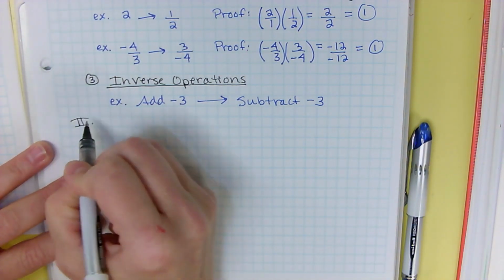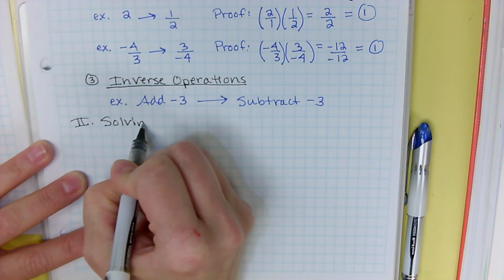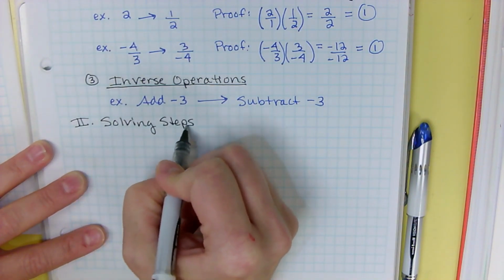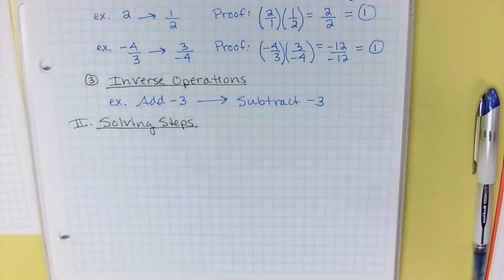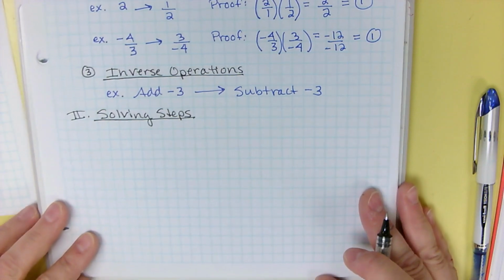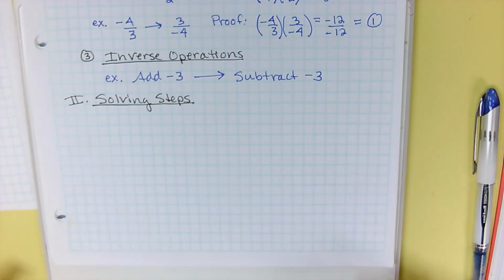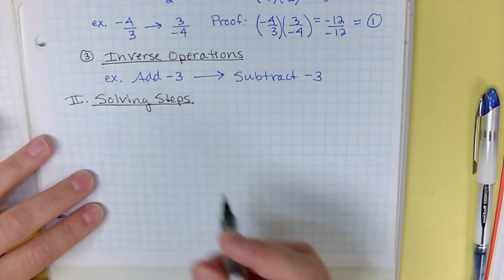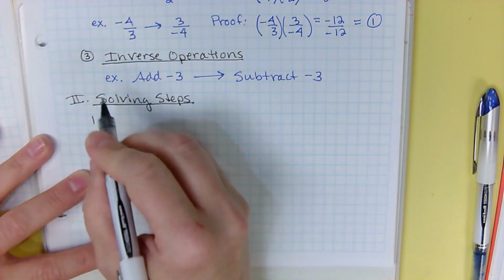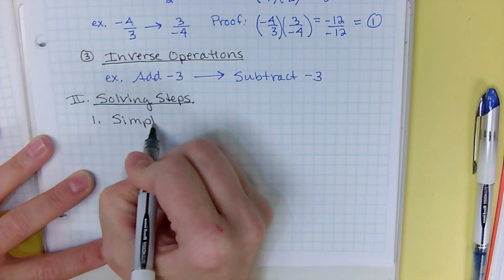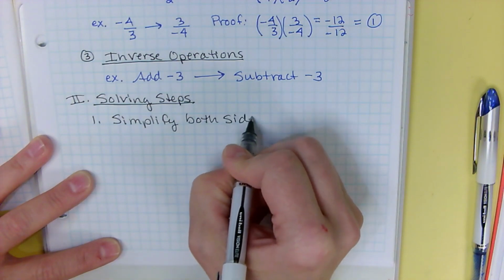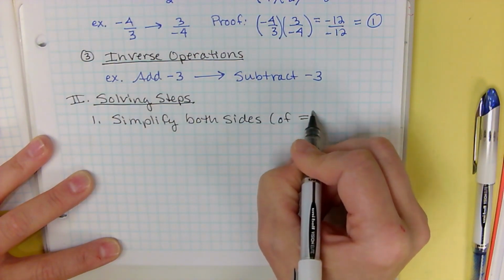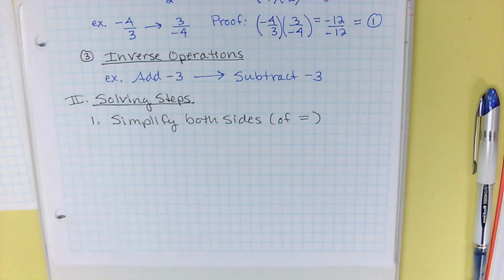So Roman numeral 2, we're going to do solving steps. Solving steps are what we use when there's a problem that has multiple steps. And if you don't know what to do, your fallback is to go to the solving steps and just walk through step by step. So the first one is to simplify both sides. And by both sides, I mean of the equal sign. Simplify both sides.